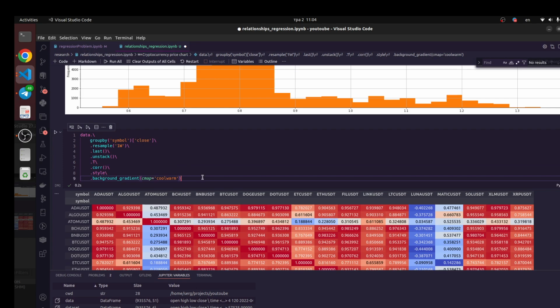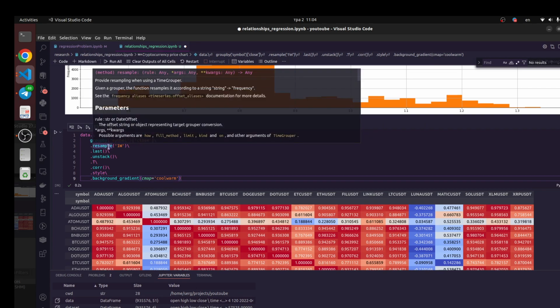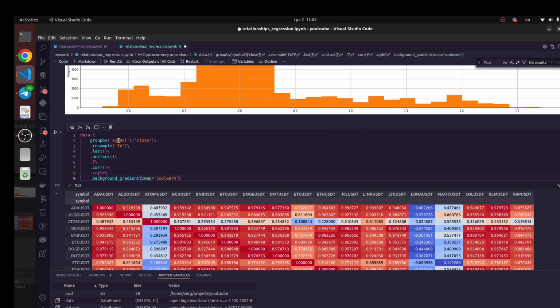It's very important. So I'm trying to explain it. We have a very big data set, about 1 million rows. We need to group by symbol. When we group by our tickers, next we need to select close data. Next, I'm going to resample this data from 5 minutes to 1 week, for example. Also, we could change it to 1 hour, 50 minutes, 30 minutes.